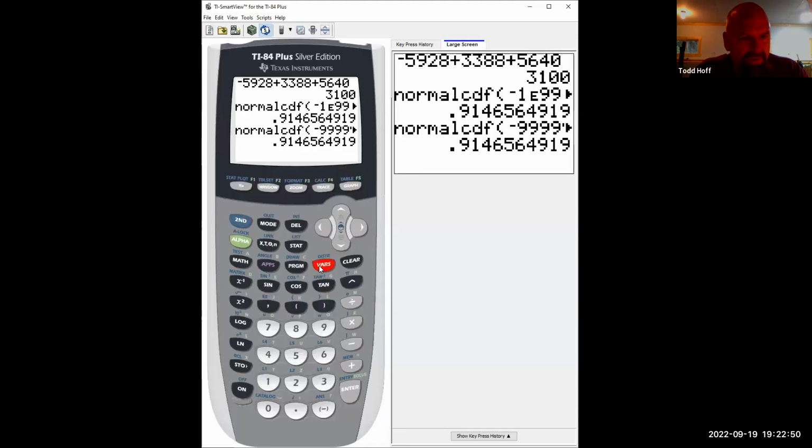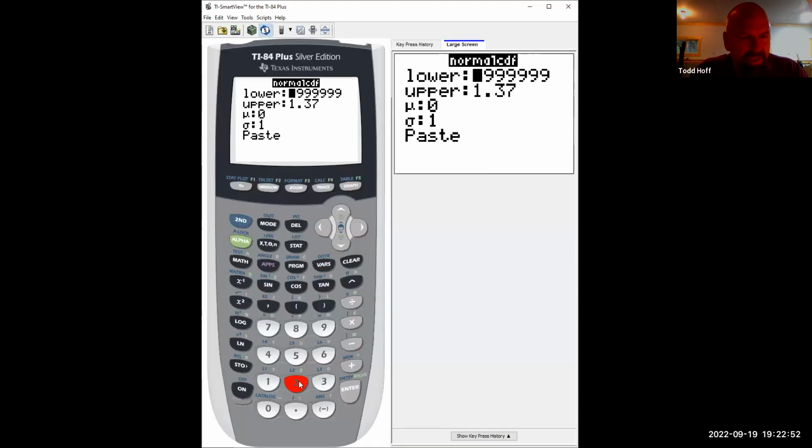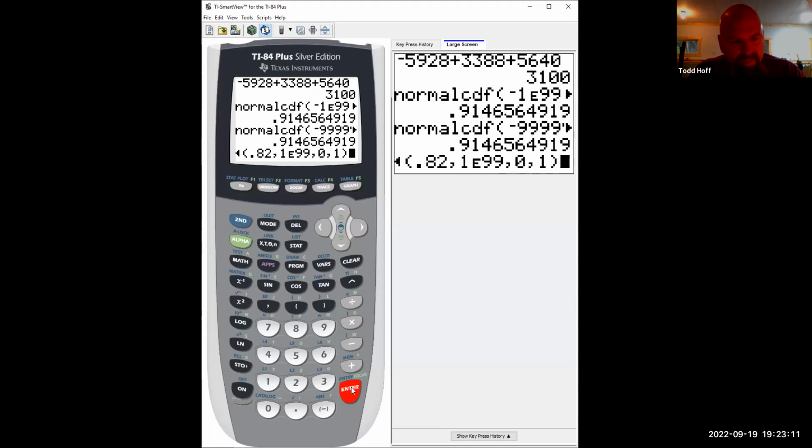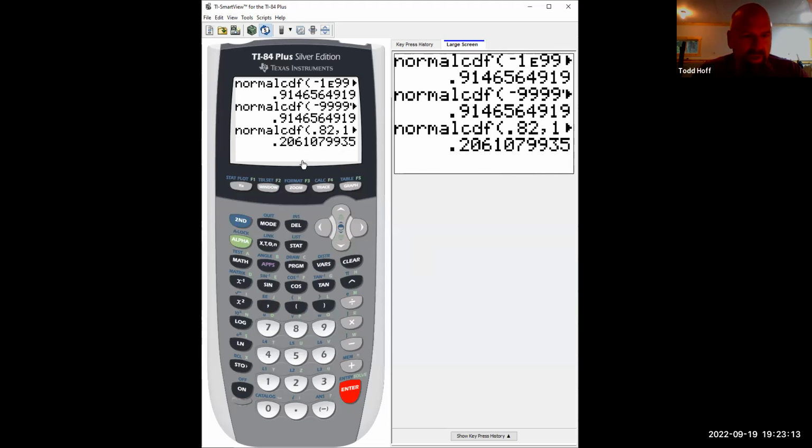So second distribution, normal CDF. Now we're going from 0.82 to positive infinity. So we either just do a 1, second, EE, 99, or we could have just done 6 nines across there. Again, mean is 0, standard deviation is 1. We hit enter, and hit enter again. We get 0.2061.